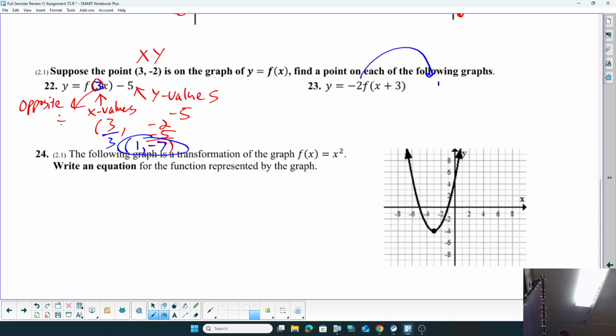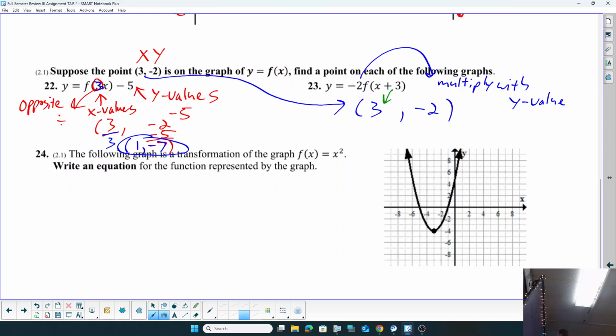And so the outside means multiply with the y value. So we have our x value again, which is 3, and our y value is negative 2. We're going to take this 3 right here and do the opposite, so we're going to minus 3. That gives us 0. Then we're going to take our negative 2 and we're going to times it, and so we get a positive 4. So don't forget how to manipulate on the test.